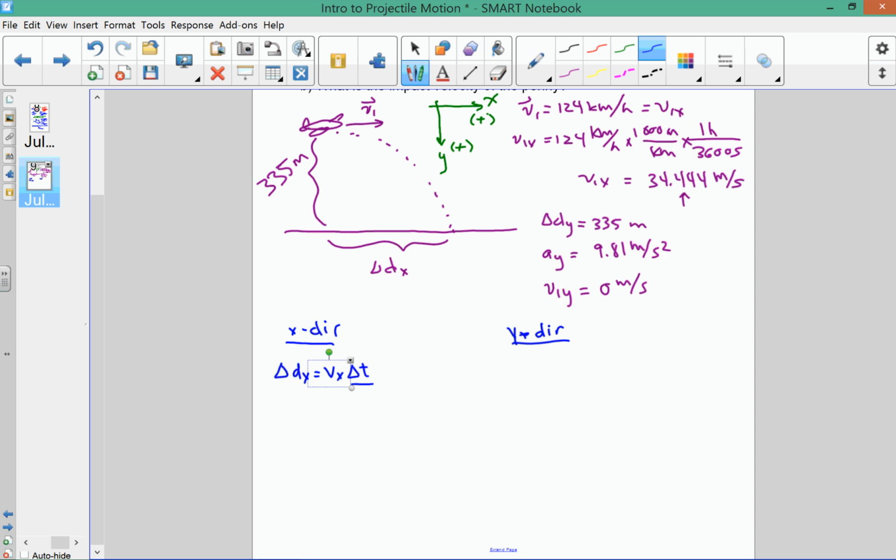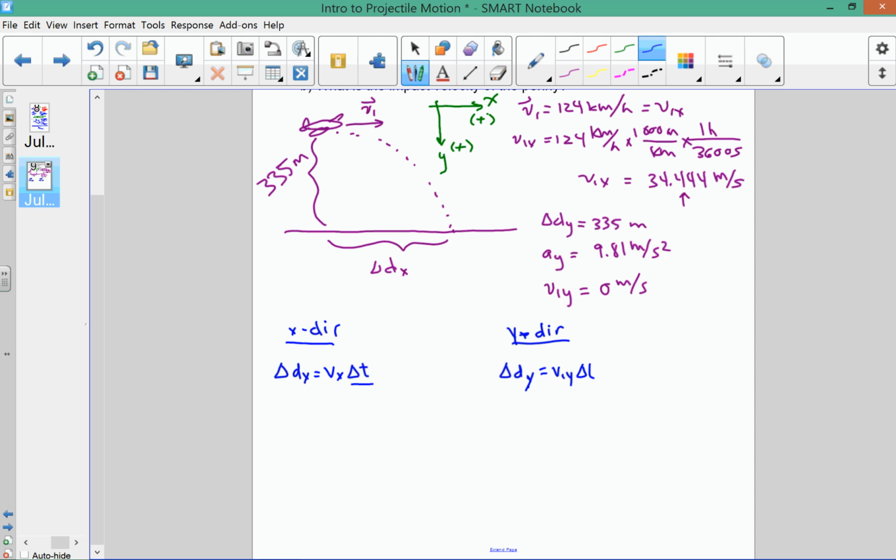Now in the y direction, I know delta dy, I know the acceleration in y, I know the initial velocity in y. The only thing, or one of the things I don't know, is time. That's what I actually want to find. Now here is the equation I want to use. Okay, let's write it.